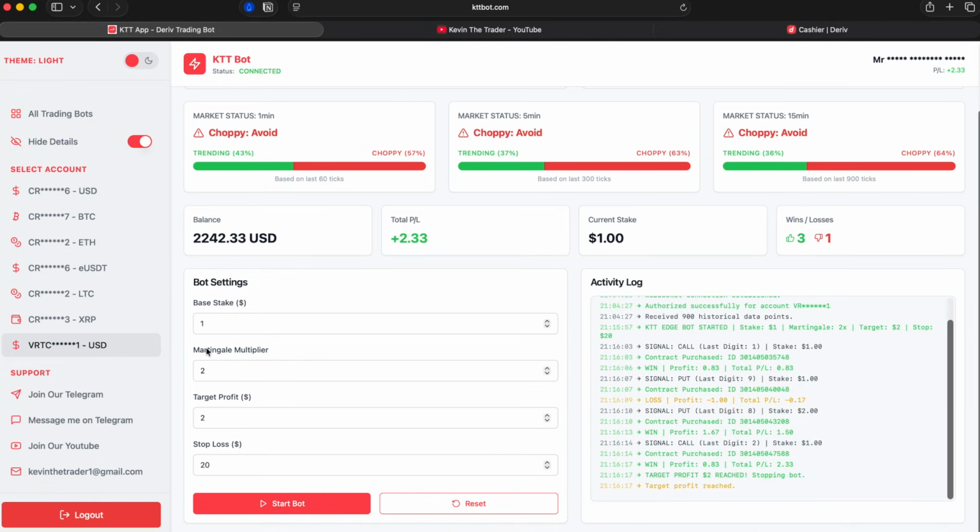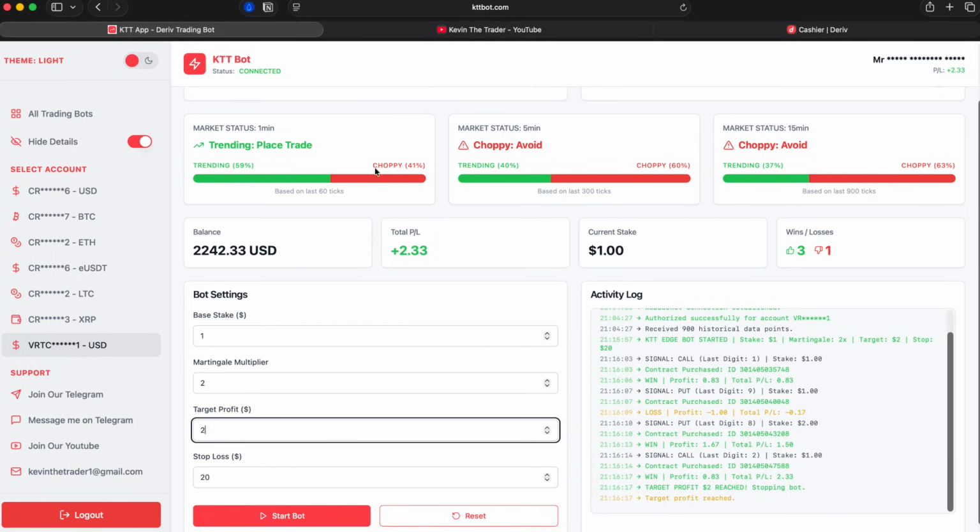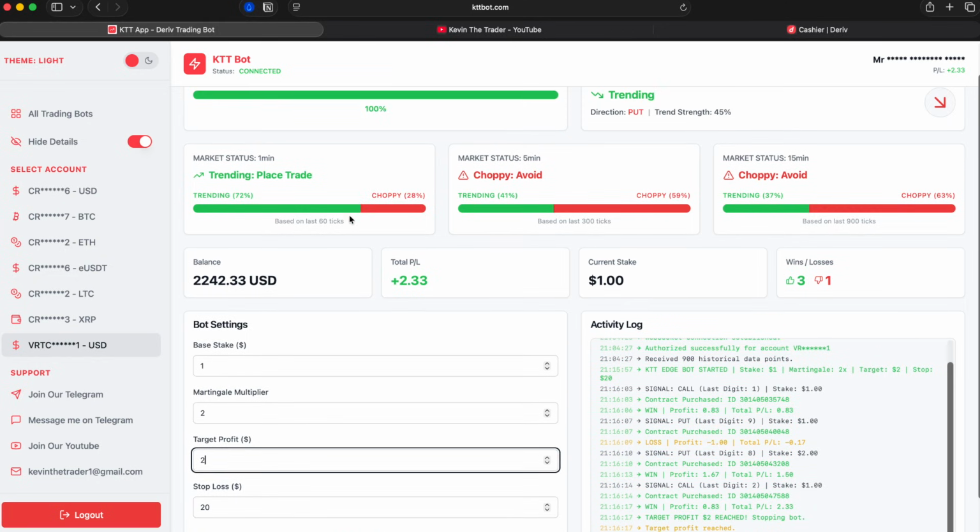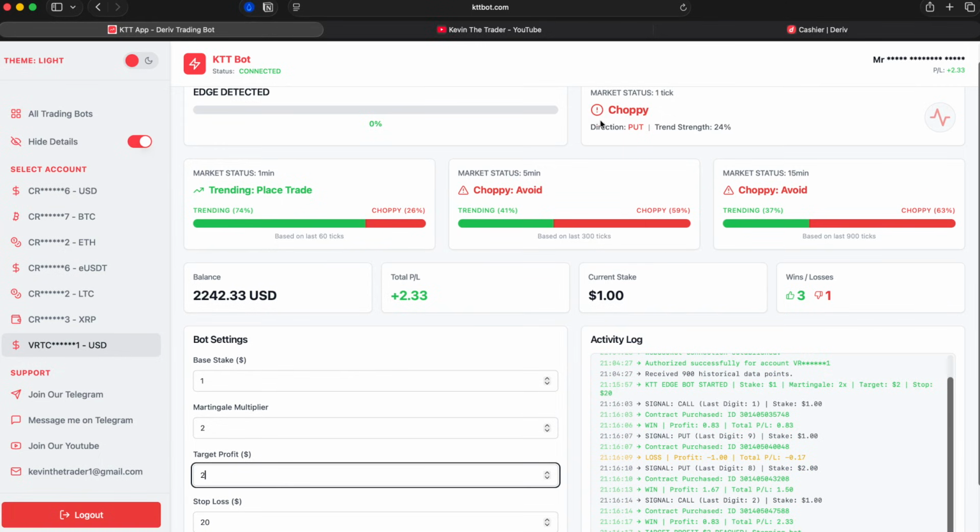So why are we targeting 2, I mean at least 10% of our account? Because we don't want the bot to run for more than 1 minute, right? Because the market changes. As you can see, each and every time the market is changing. We are now at 74%, which is good for our bot.